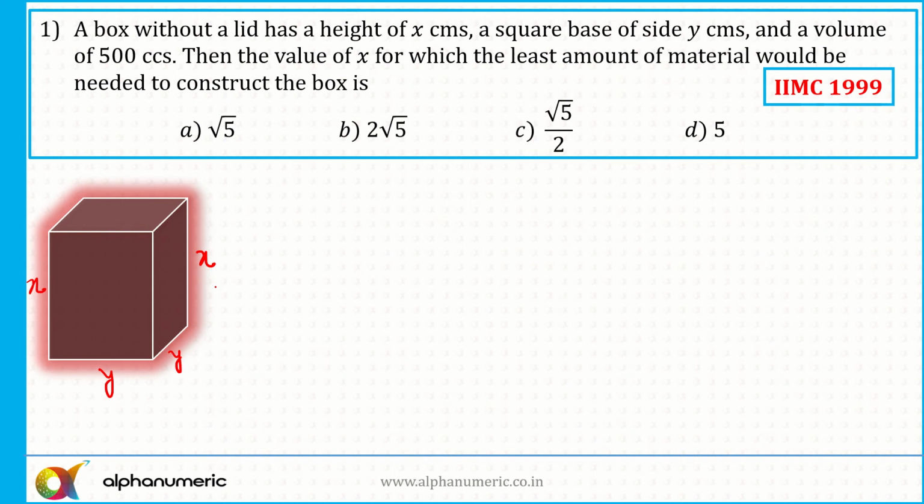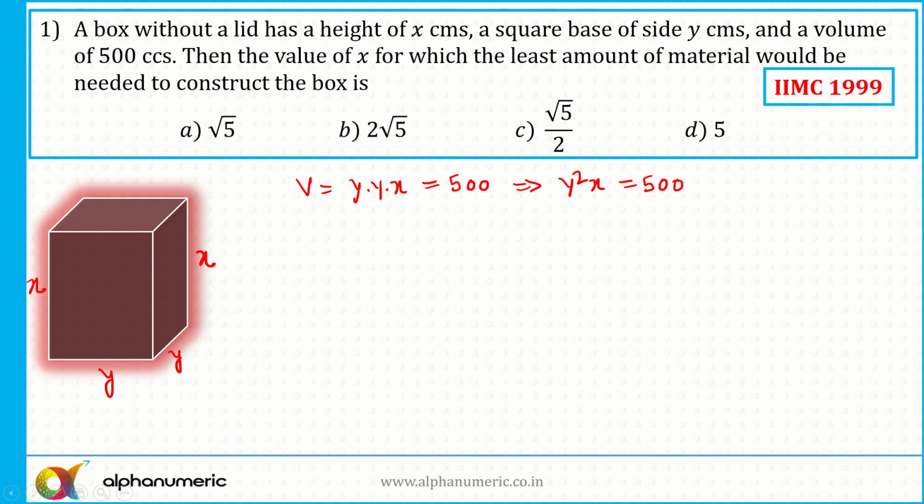So what is the volume? Volume is equal to length into width into height. So the volume here is nothing but equal to y into y into x. And this volume is given as 500. So this implies that the value of y square into x is equal to 500.